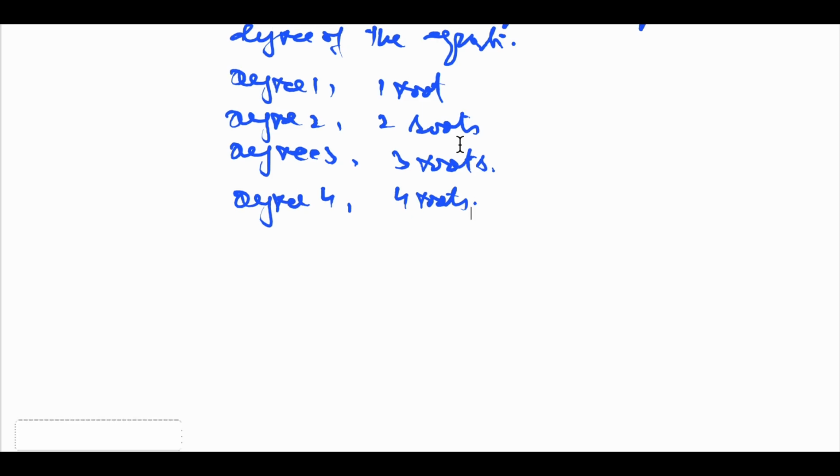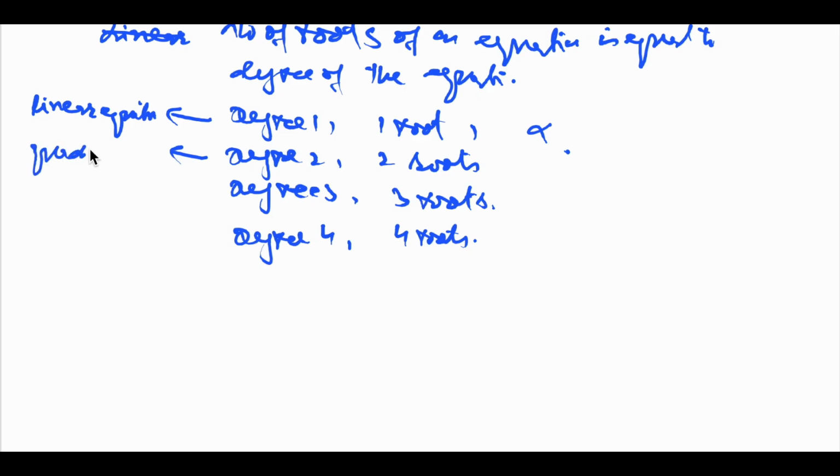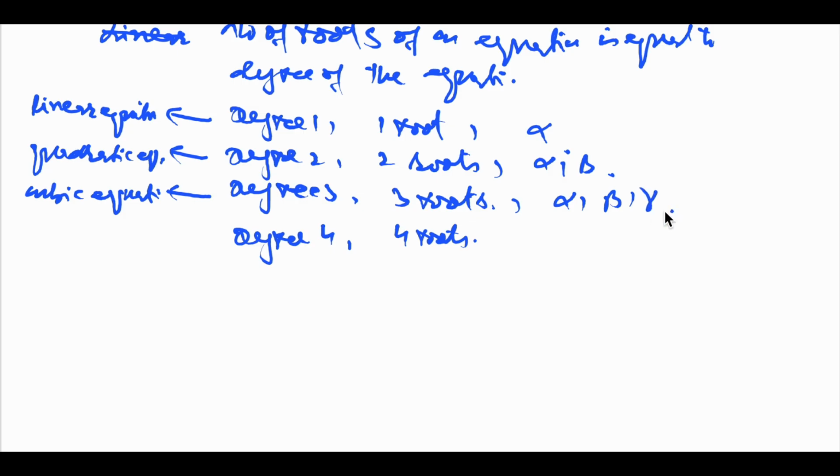And there are special names, I tell you. Degree 1 is known as a linear equation. It will have only one root, alpha. Degree 2 is known as a quadratic equation, and it will have 2 roots, alpha and beta. Degree 3 is known as a cubic equation. It will have 3 roots, alpha, beta and gamma. Degree 4 is known as a quartic equation, quartic like this one.